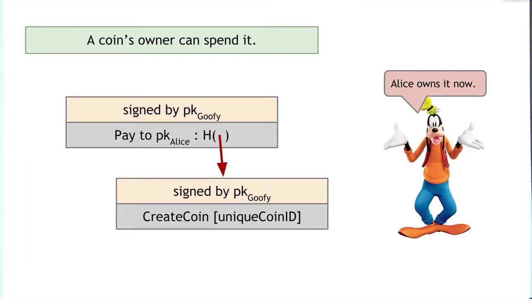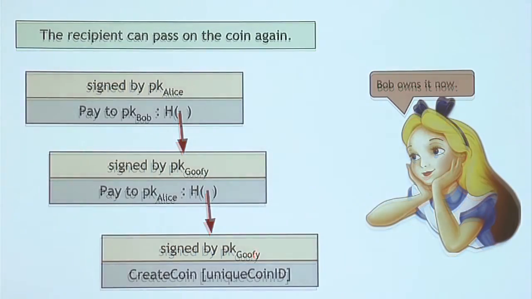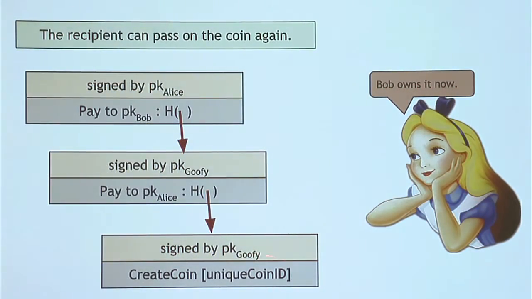Alice owns the coin, and Alice can prove that she owns the coin because she can present this data structure here, which is validly signed by Goofy and points to a coin that was validly owned by Goofy. And so the correctness of this coin is self-evident in the system. Now Alice can move on and she can spend the coin as well. So here we have the coin we had before. This is down here at the bottom. We have the creation of the coin signed by Goofy. Now Goofy paid the coin to Alice via this hash pointer and he signed that. Now Alice is the owner of the coin.